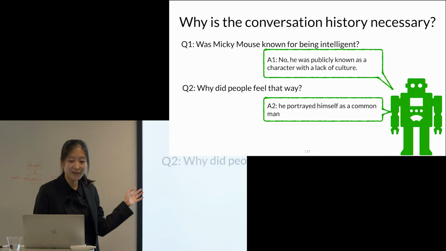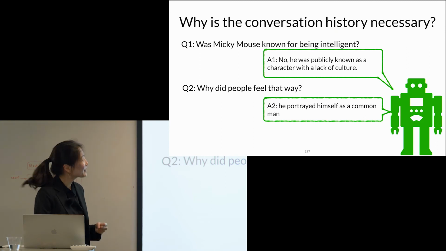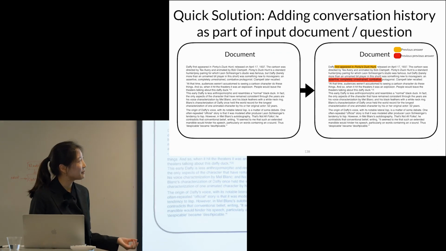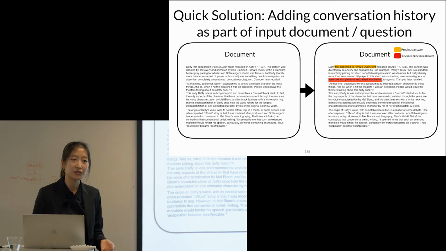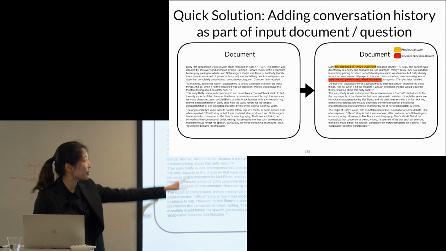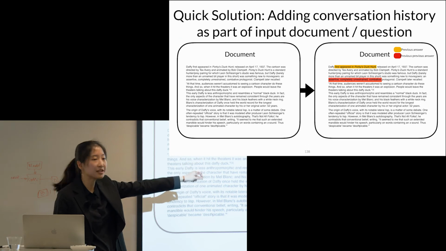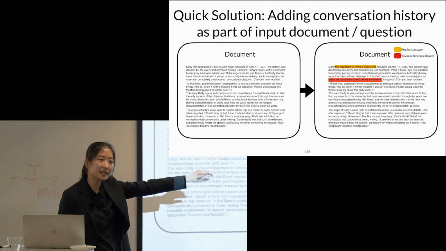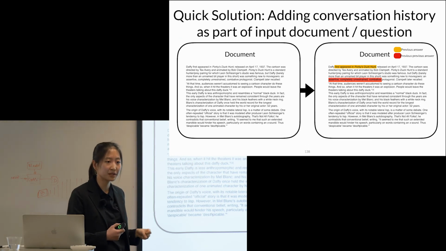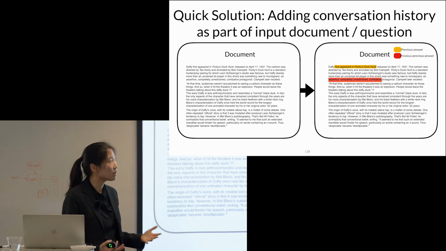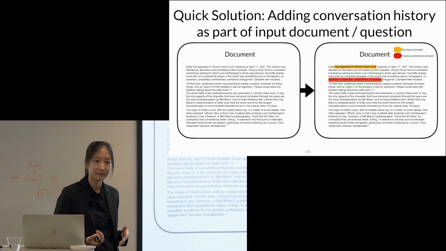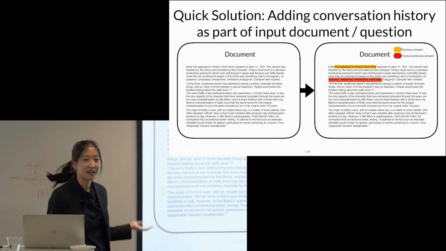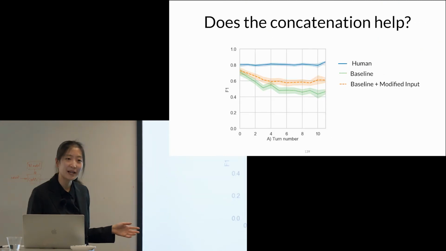Okay, so how are we going to do that? The quick and easy solution that we came up with is to concatenate the prior questions to the current question and mark the locations of the previous answers in the document. Basically, you modify the input space, so now the model knows about the previous dialogue history. Would this help? Luckily, it helped quite a bit.